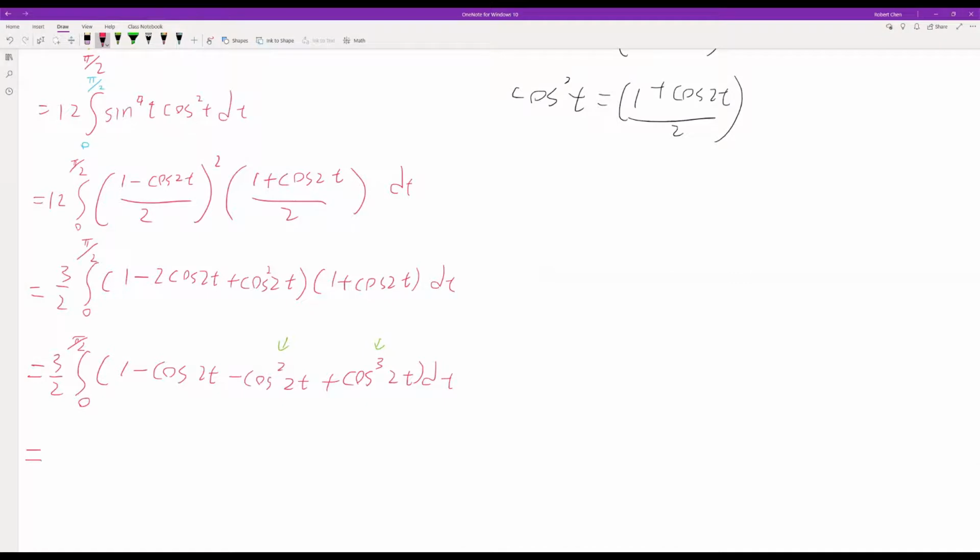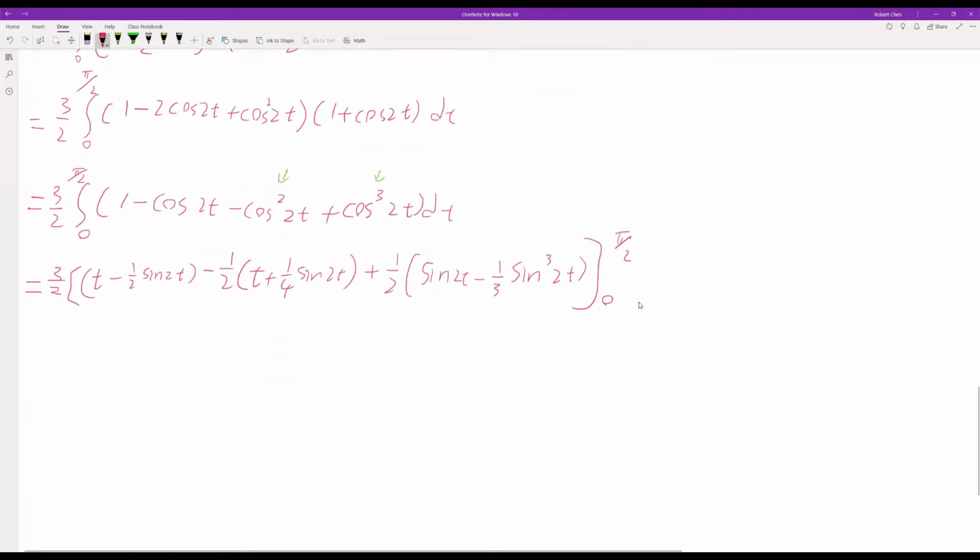So I'm just going to save us some time, and if we integrate it, we get 3 over 2 times t minus 1/2 sine 2t, minus 1/2 t plus 1/4 sine 2t plus 1/2 sine 2t minus 1/3 sine cubed 2t, and then we'll have to evaluate those from 0 to pi over 2. All right, so let's see what we have.